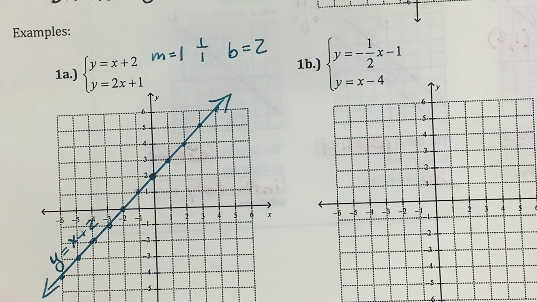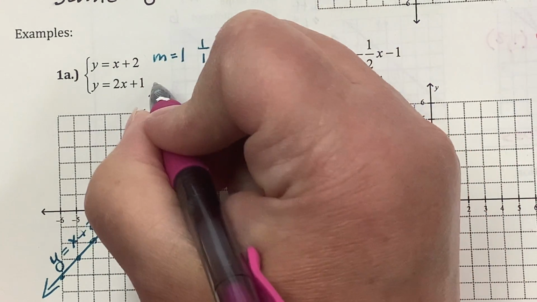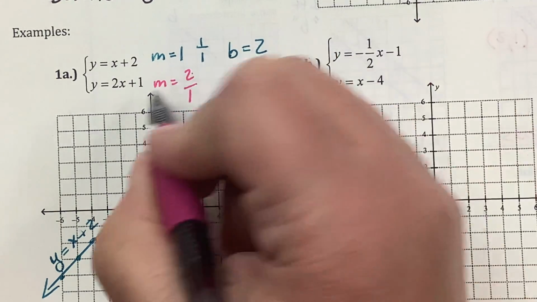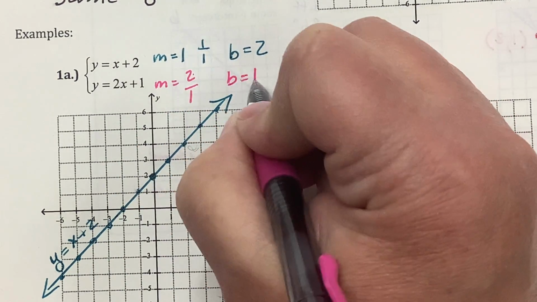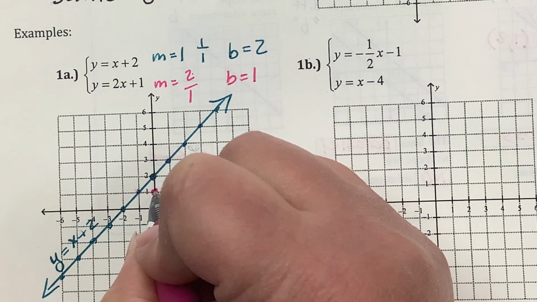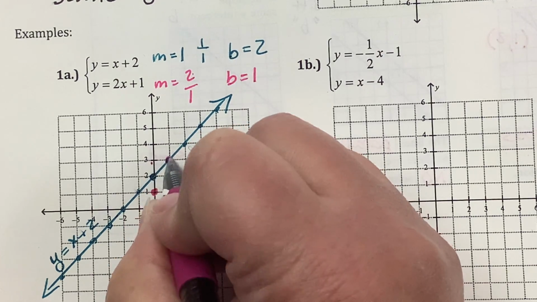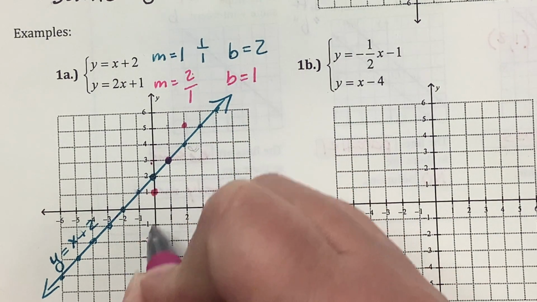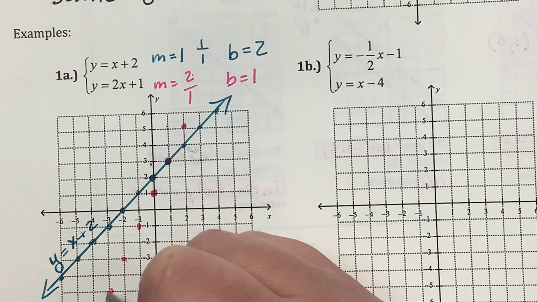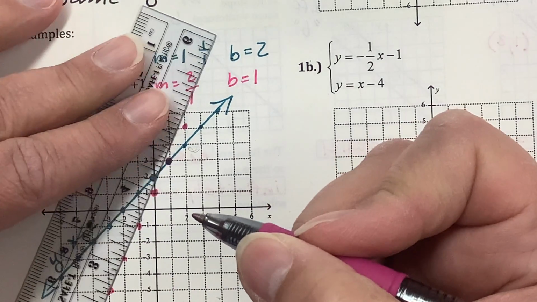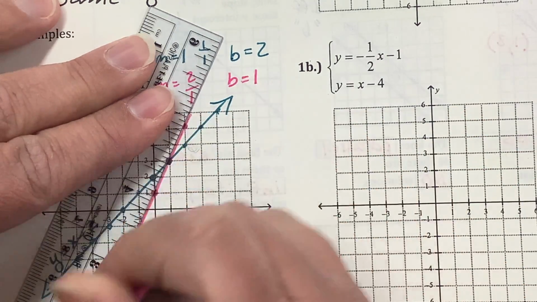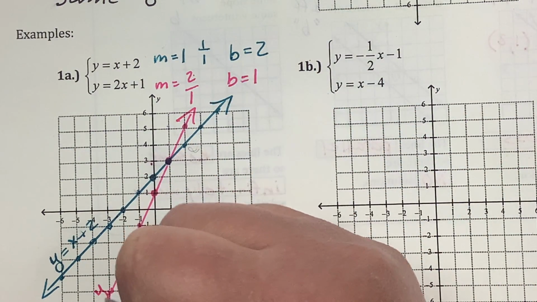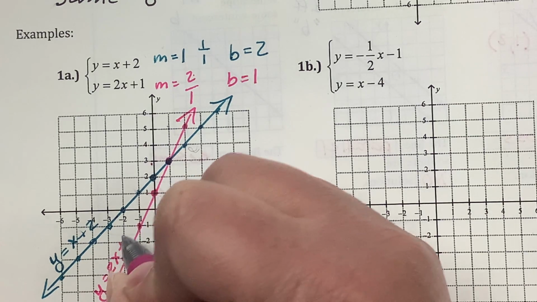Always write the equations when you have more than one on the same line. That can cause problems. All right, so for this one, M equals 2/1. I'm going to rise 2, run 1. And I'm going to start at B equals 1. Rise 2, run 1. Look, I already have the solution. It's going to be right there. Then I'm going to drop 2 and go left 1 to get some more points. Lots of points. Arrows on both sides. And I'm going to write the equation on the line. Y equals 2x plus 1.